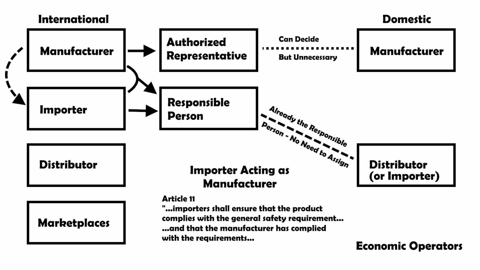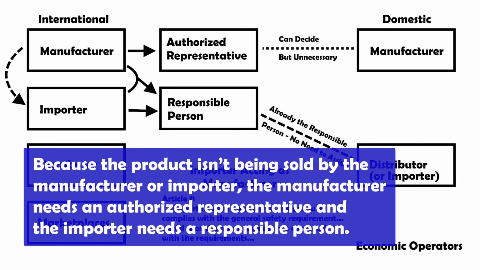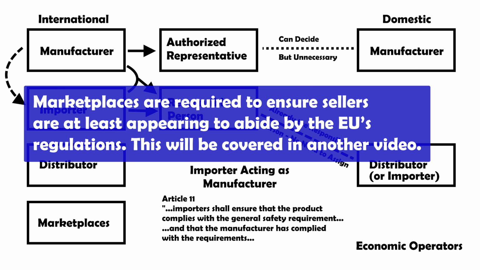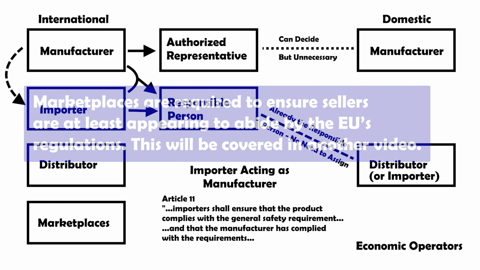If the manufacturer and importer didn't sell to an end consumer, then the distributor steps in. Because the product isn't being sold by the manufacturer or importer, the manufacturer needs an authorized representative, and the importer needs a responsible person. The EU is pushing marketplaces to voluntarily conform to its regulations. By volunteering, they then are required to ensure sellers are at least appearing to abide by the EU's regulations. This will be covered in another video.